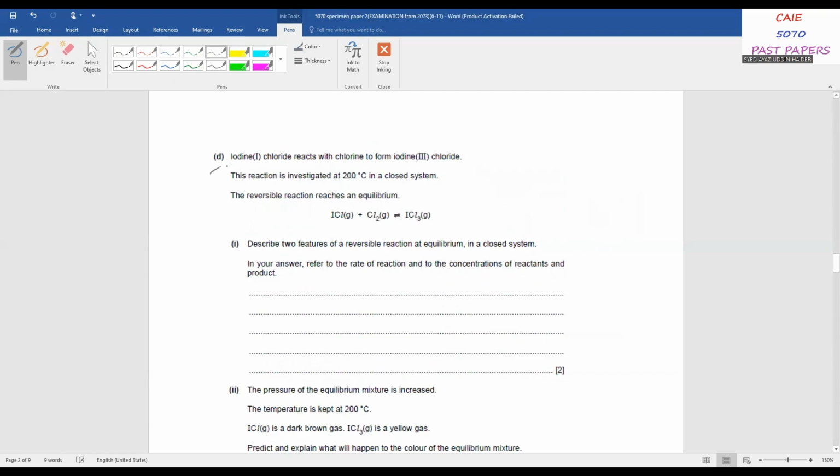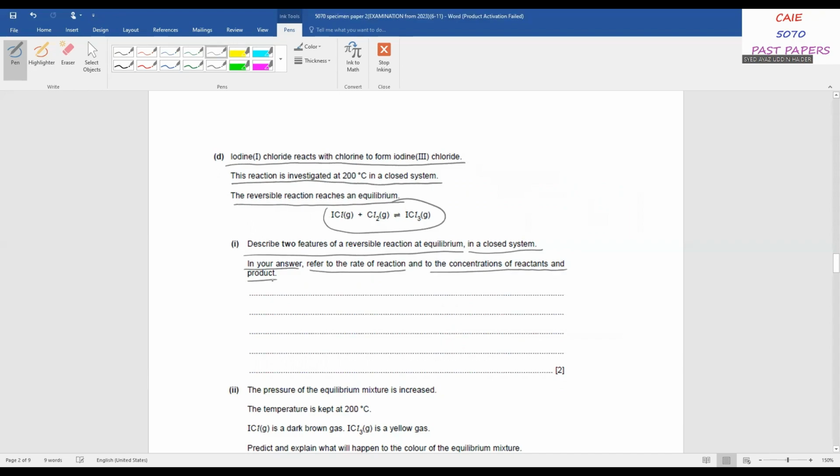D. Iodine 1 chloride reacts with chlorine to form iodine 3 chloride. The reaction is investigated at 200 degrees centigrade in a closed system. The reversible reaction reaches an equilibrium. This is the reaction. Describe two features of a reversible reaction equilibrium in a closed system. In your answer, refer to the rate of reaction and to the concentration of the reactants and product.